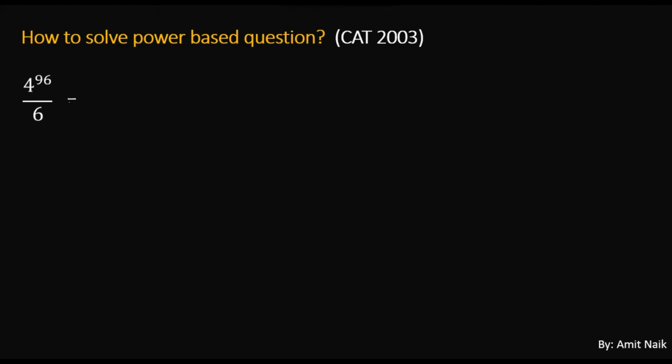Let us solve one more question with a different approach here. The question is again power based, but we have a different approach. Let us see. 4 to the power 96 divided by 6. Now this definitely means 4 is to be multiplied 96 times, right? And then divide by 6.